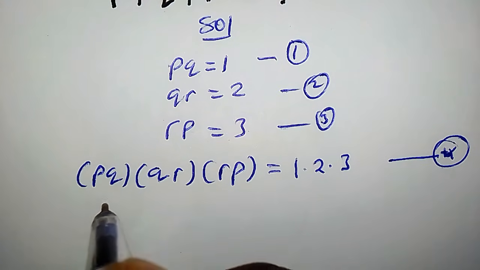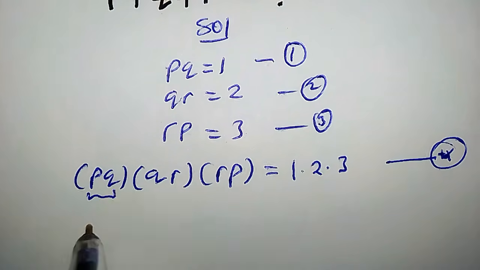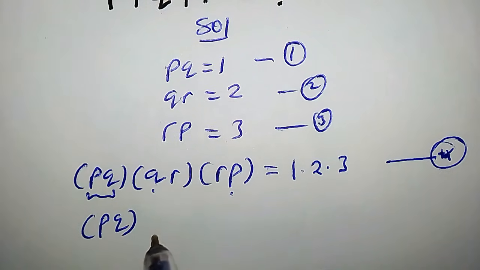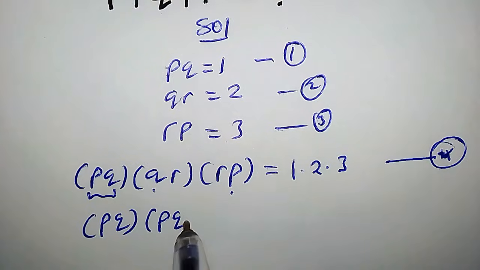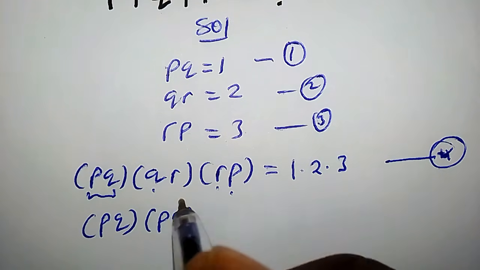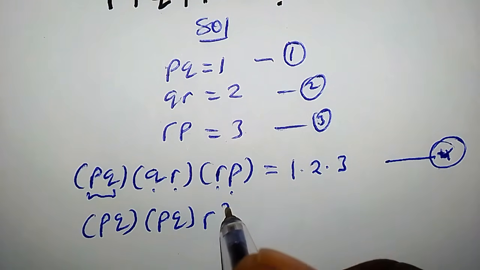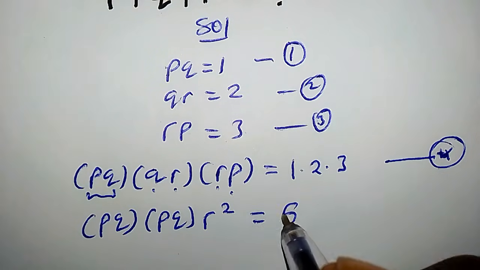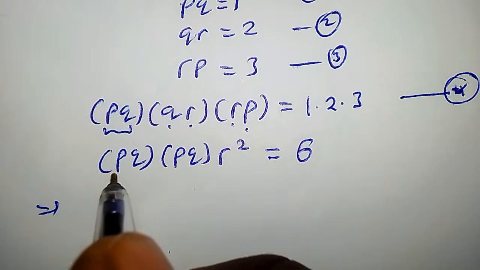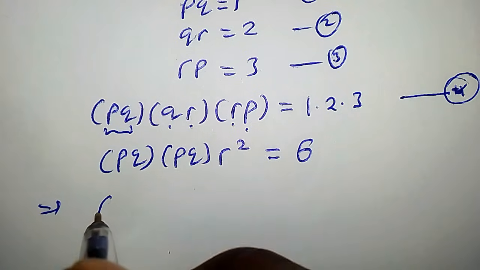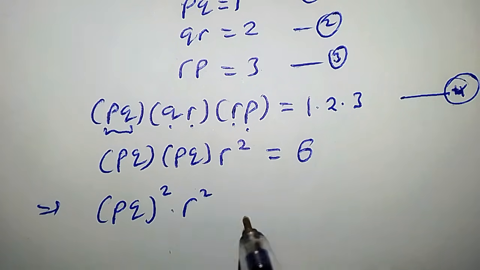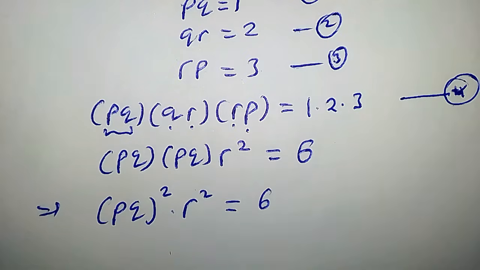Now let us fix PQ. So we have PQ, P times Q, that is PQ. We are left with R times R, that is simply R squared, equal to 1 times 2 times 3, that is 6. This implies that PQ times PQ, that is PQ all squared, times R squared equals 6.